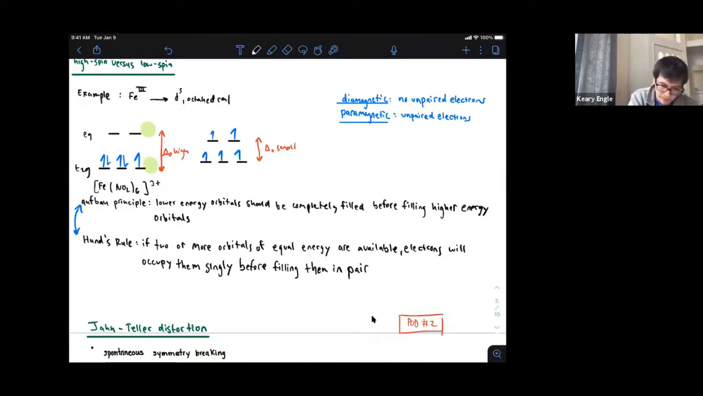And I'll note that the spectrochemical series has more ligands that fit on it than just those that I've highlighted. So if you see one that I don't have somewhere on this list, I just encourage you to consult your notes for a more comprehensive listing.